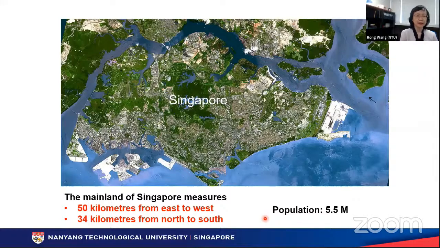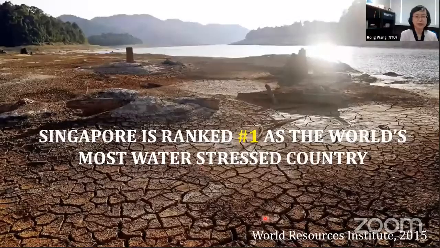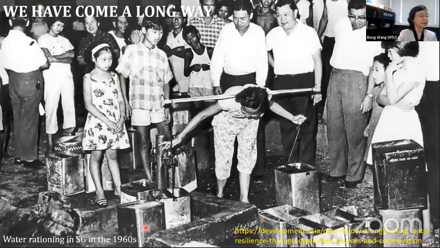According to the reports from World Resources Institute in 2015, Singapore is ranked top #1 as the world's most water-stressed country. This photo shows water rationing in Singapore in the 1960s. We have come a long way to solve the issue of water scarcity.